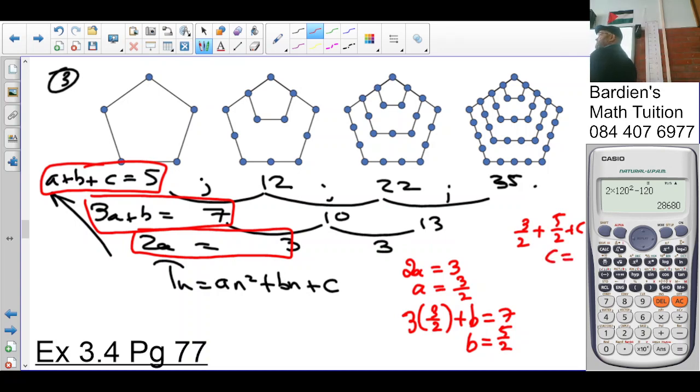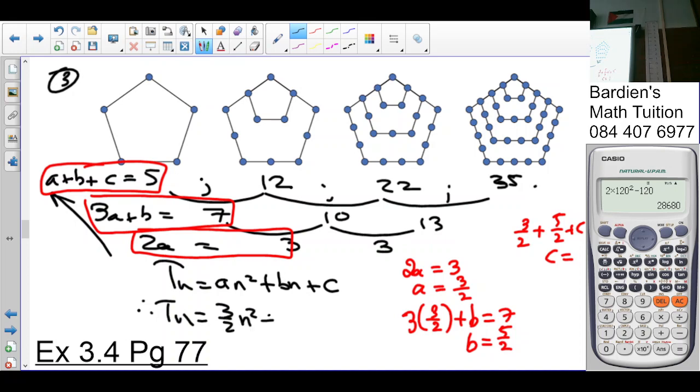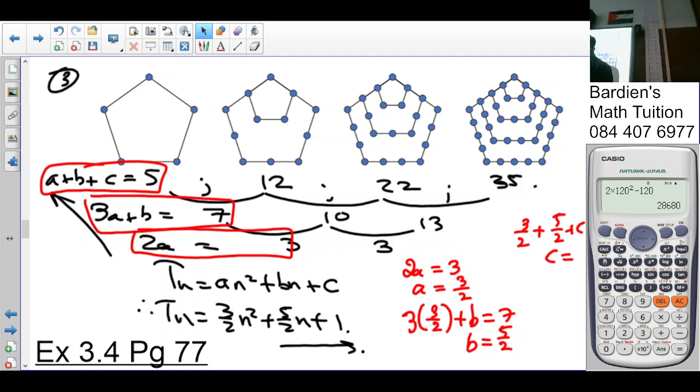Is that correct? Right, so what's my formula? Therefore, Tn is equal to 3 over 2 n squared plus 5 over 2 n plus 1. We can test it for term 3. So it's 1.5 times 3 squared plus 2.5 times 3 plus 1. We get an answer of 22. Yes, it is. Which makes that correct.